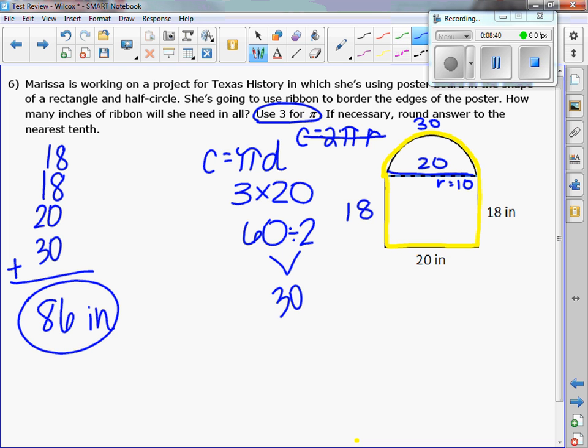It's not area, it's just perimeter. All I'm calculating is how much ribbon was needed to go around the poster board.